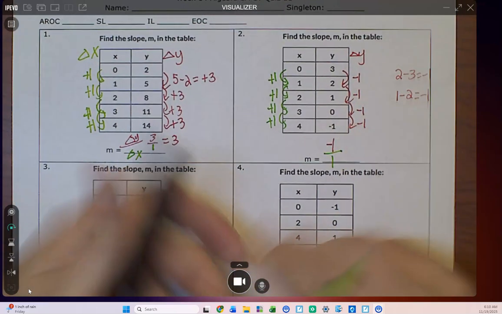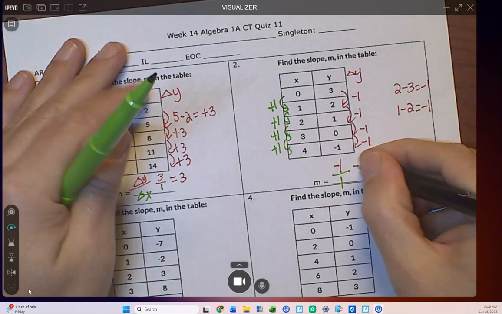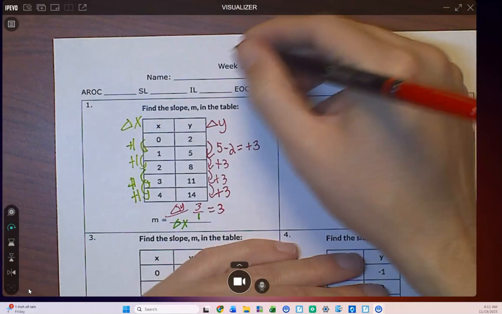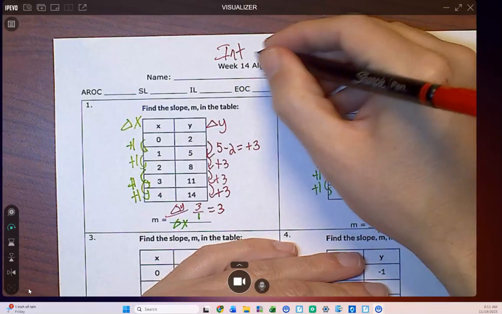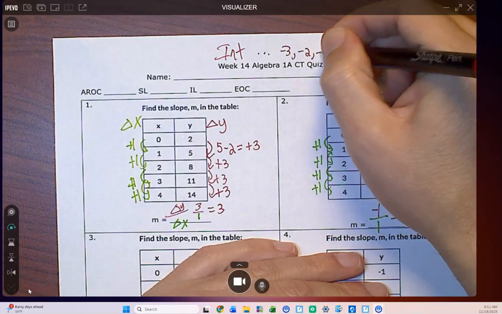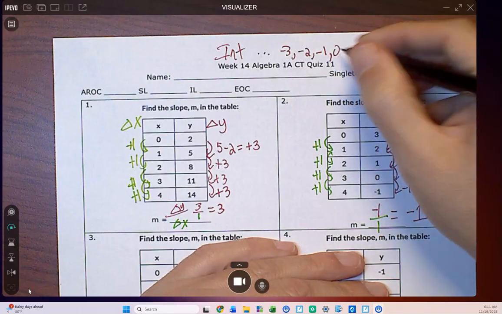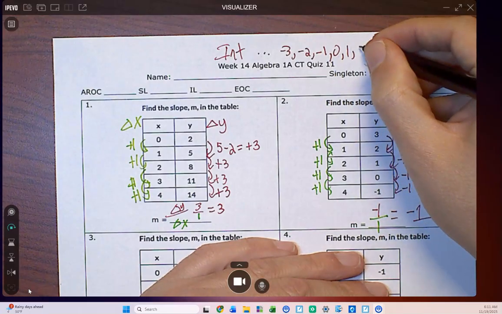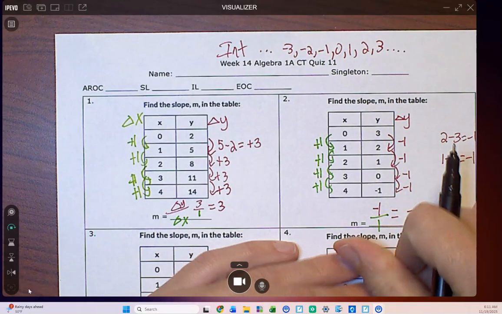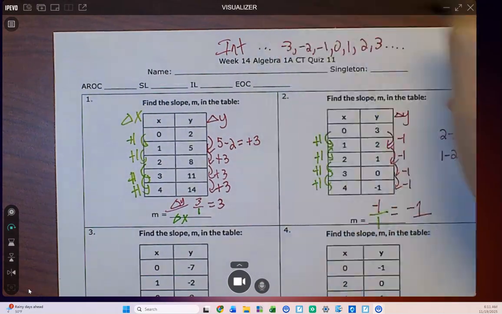The rule is if you can make it an integer, to just go ahead and make it an integer. An integer is the set of negatives, positives, and 0. It can't be fractions, so when you can make it an integer, you do so.